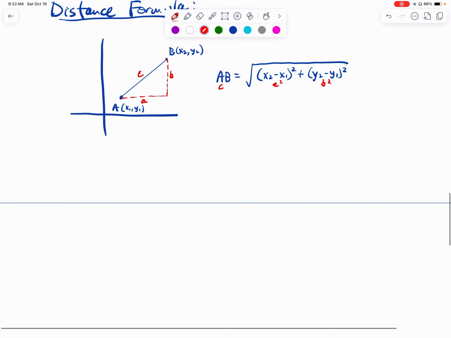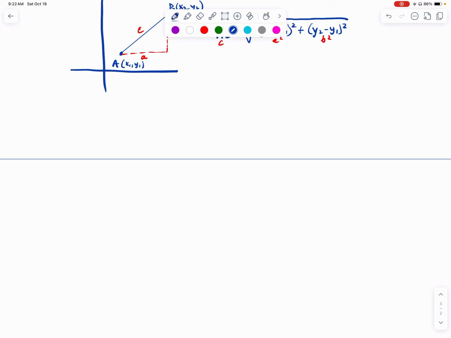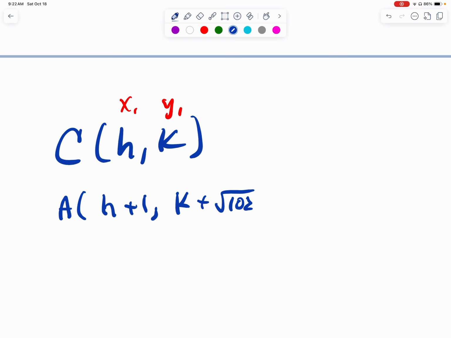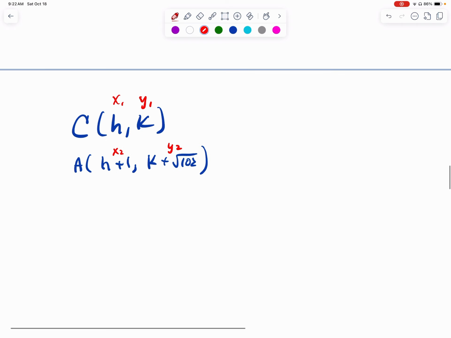Okay, so using that little formula, let's list out the two points we're finding the distance between. One of them is h comma k. We'll think of this as our x sub 1 comma y sub 1, right? And then our point A was given to us as h plus 1 comma k plus the square root of 102. We'll think of this as our x sub 2, y sub 2, okay? And then just plug these into the distance formula, as I just showed you.